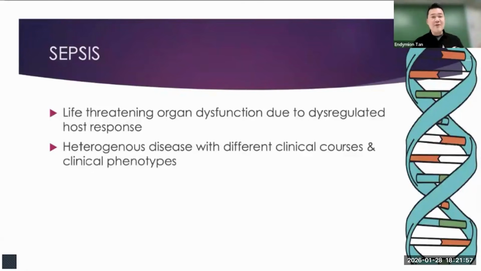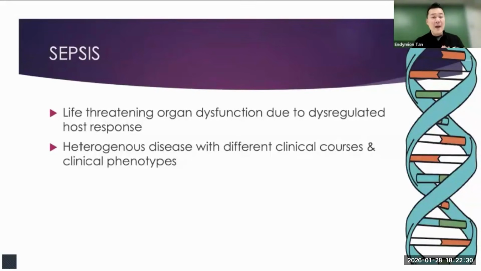So sepsis, again, for us to recognize, is a life-threatening organ dysfunction because of a dysregulated host immune response. This is a heterogeneous disease with different clinical courses and clinical phenotypes, meaning these patients can manifest with different signs and symptoms, like no two patients will be alike. But the bottom line is we have to recognize that this organ dysfunction is because of a dysregulated host immune response.